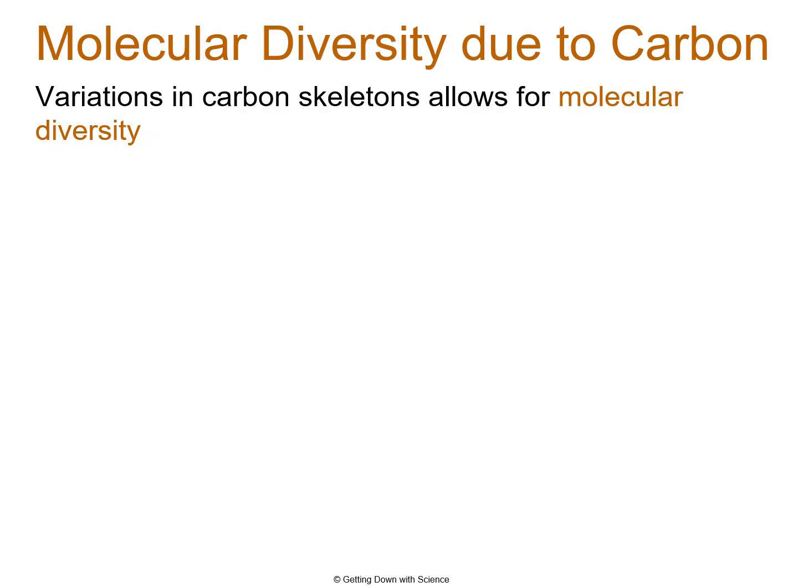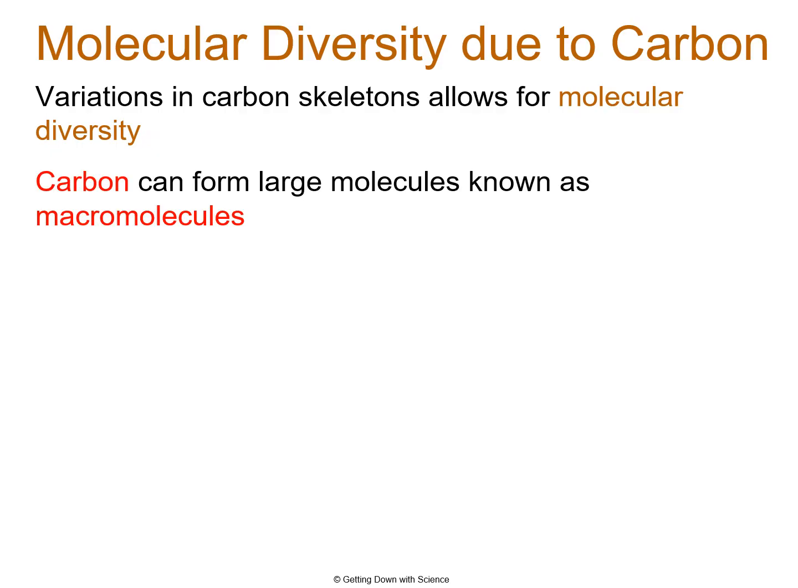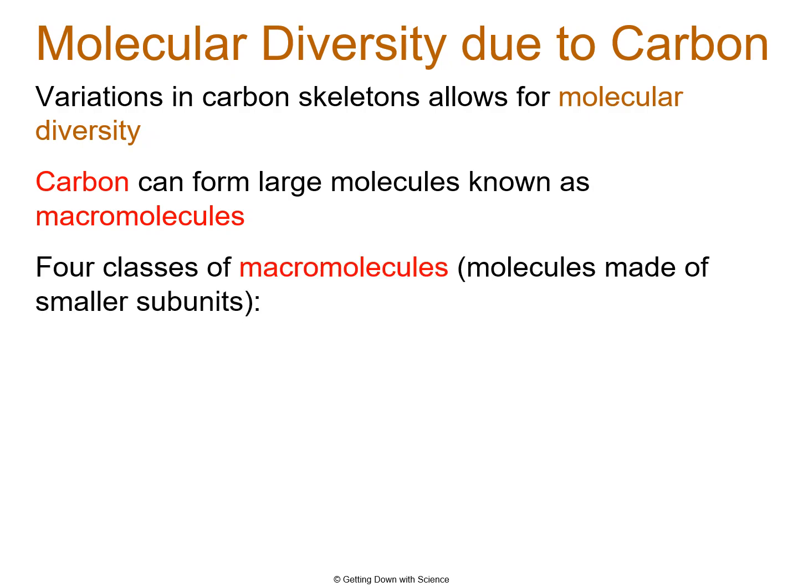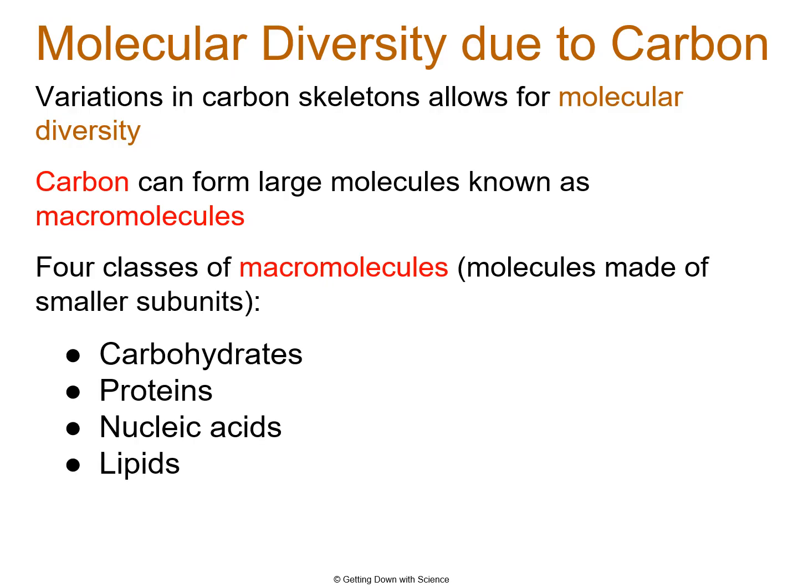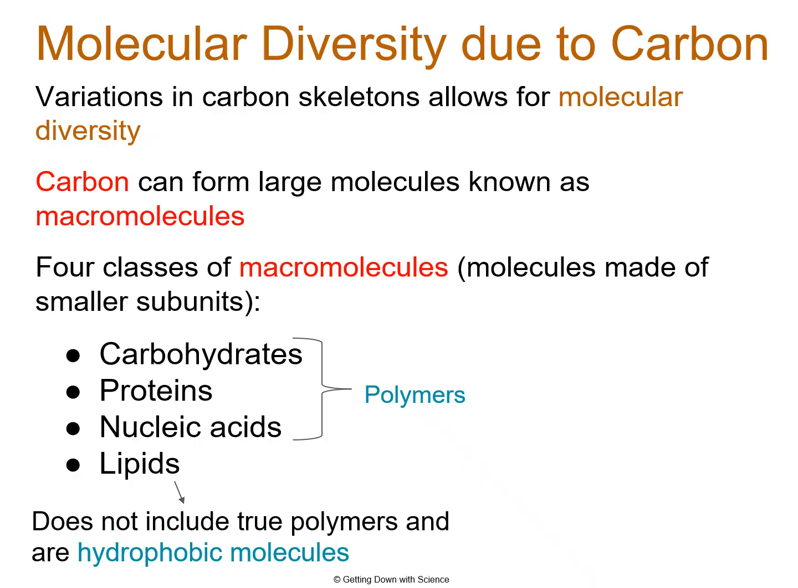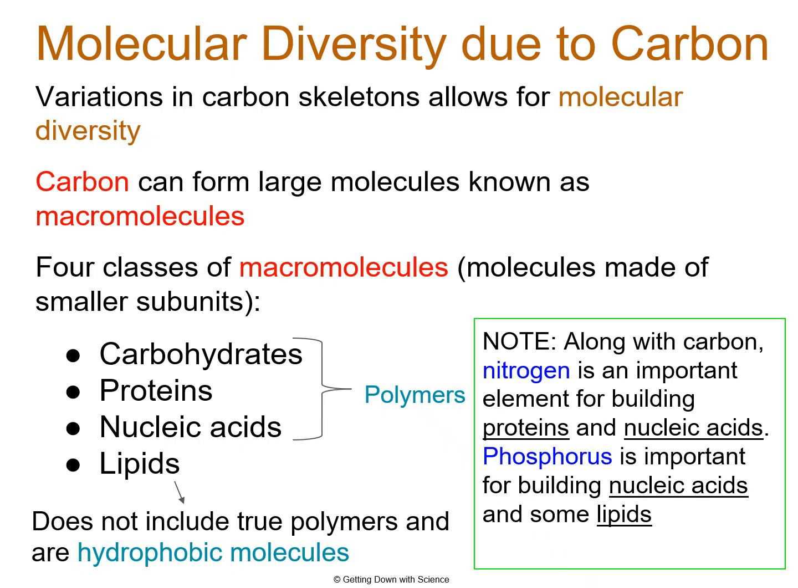Molecular diversity due to carbon is super important. The variations in carbon skeletons allow for molecular diversity, and carbon can form large molecules known as macromolecules. There are 4 different classes of macromolecules that we've learned about and are revisiting: carbohydrates, proteins, nucleic acids, and lipids. We can have polymers and monomers of carbohydrates, proteins, and nucleic acids, but lipids do not include true polymers and are hydrophobic molecules. If you remember, hydro means water, phobic means scared of, so they are scared of water.